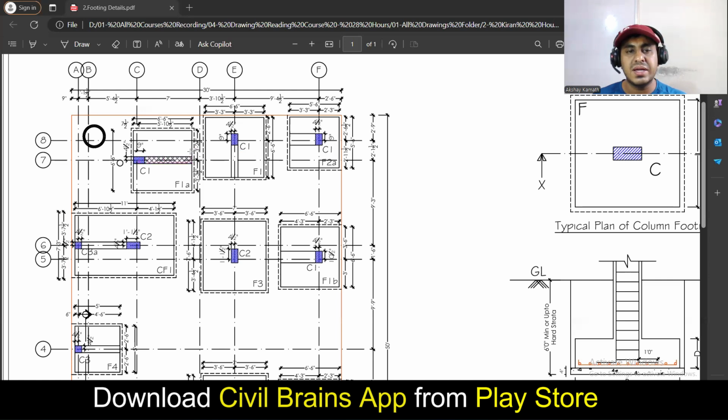So if this is my x-axis and this is my y-axis, along which axis is there eccentricity? Obviously the eccentricity is in the x-x direction. Why? Because your footing CG is here and your column CG is here. So eccentricity is this way.